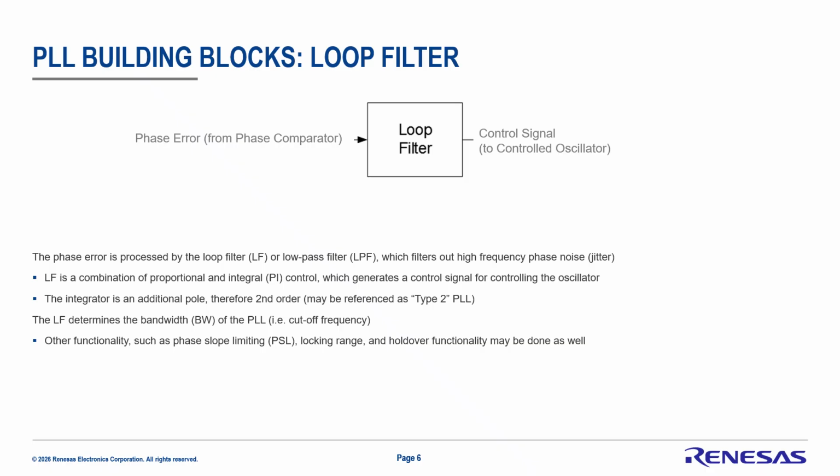The loop filter determines the bandwidth of the PLL, or its cutoff frequency. What this means is any noise that is above the cutoff frequency will be attenuated or filtered, and anything below that will pass through. Sometimes you will hear this referred to as the passband. However, other functionality may actually be implemented into the loop filter, such as phase slope limiting, locking range, and holdover functionality, which we'll talk about later.